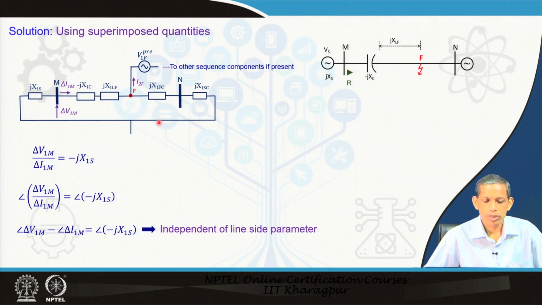So, if we look at the superimposed-based approach, we have the positive sequence superimposed approach, with the equivalent common circuit diagram. For other faults, you can add the other sequence components also, depending upon the type of fault. A 3 phase fault will have only the positive sequence component.